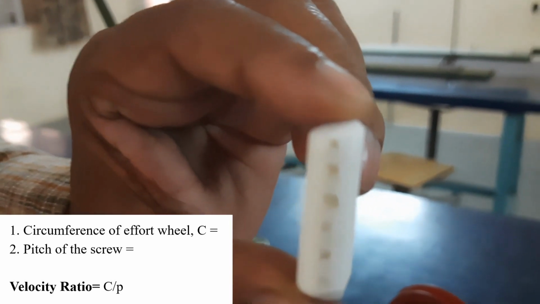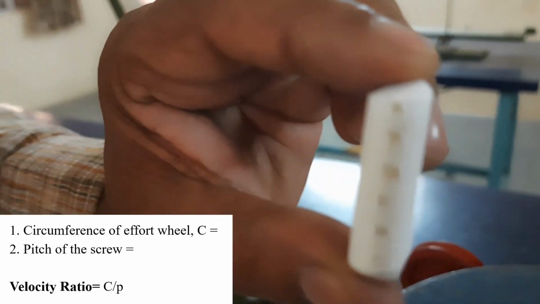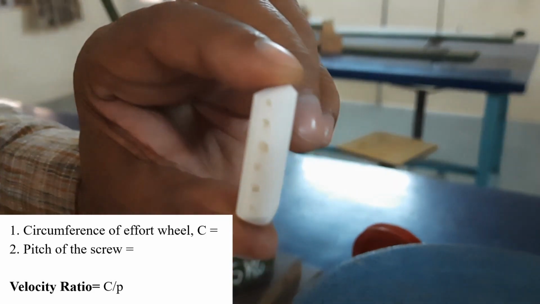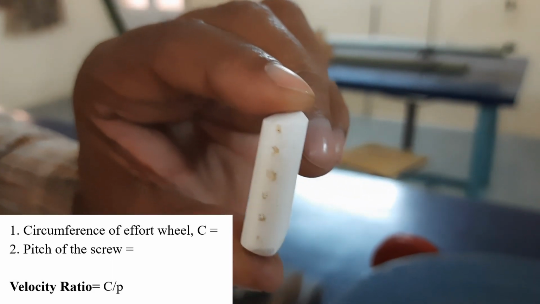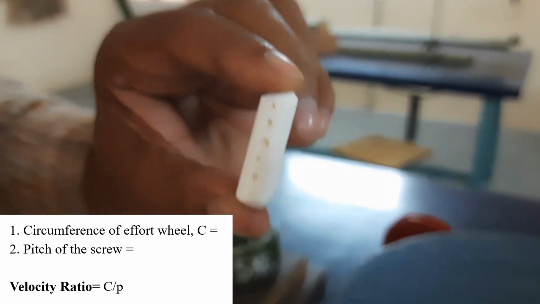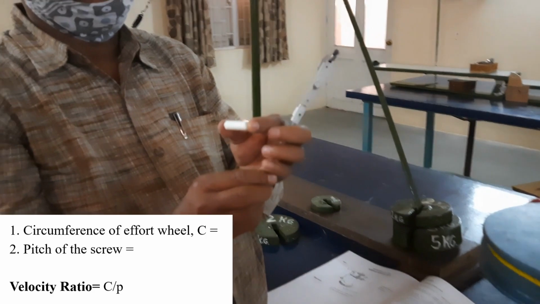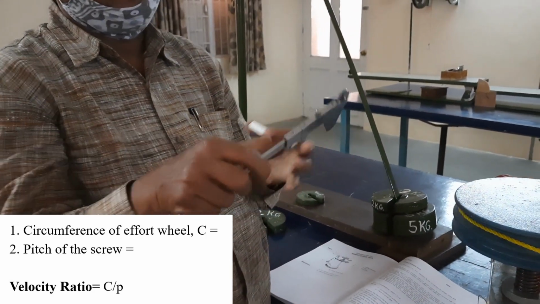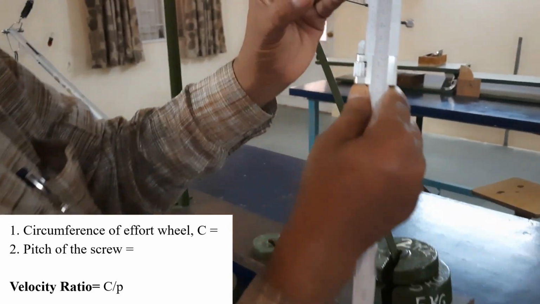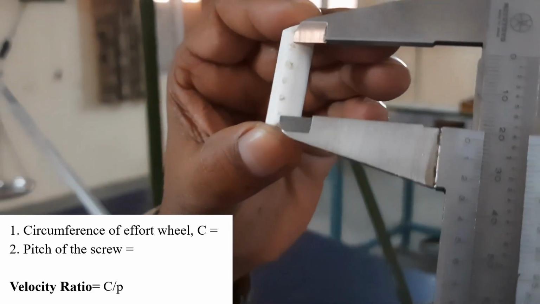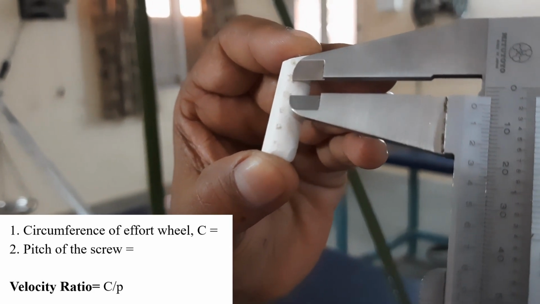So on the chalk we will take one print of the pitch of the screw, and here we will measure the pitch of the screw with the help of this chalk and vernier caliper. This is a vernier caliper which is used to measure the pitch of the screw. Top to top, top to top, bottom to bottom.